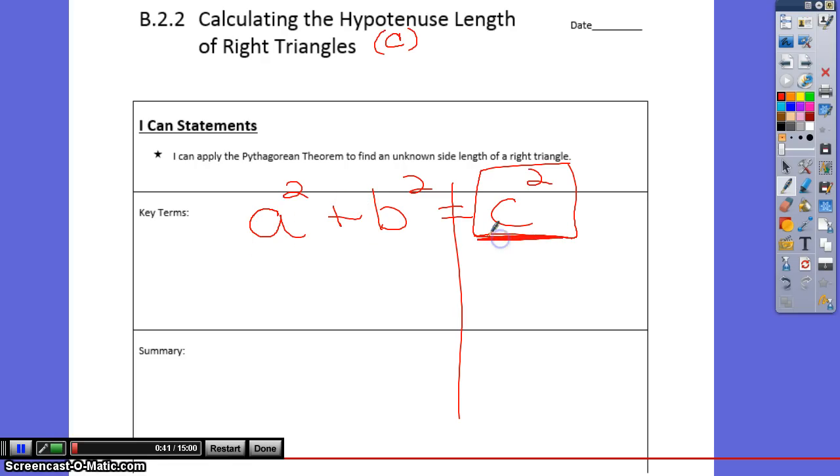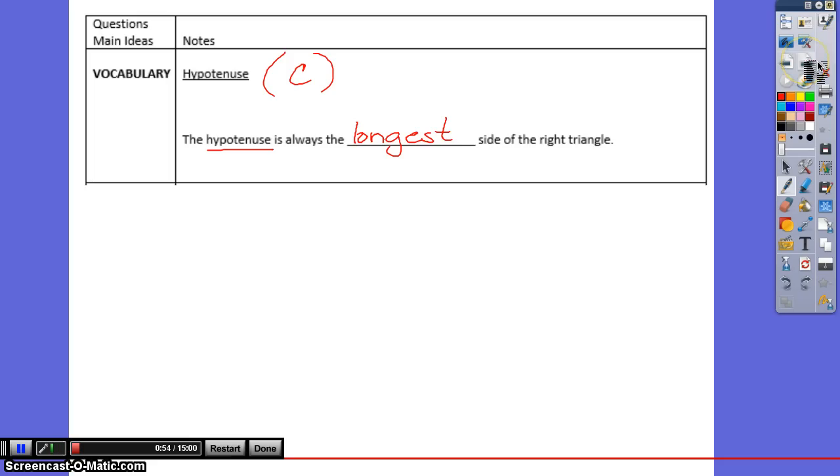Our answer for C is always the longest. So C is the hypotenuse, but it's not the shortest ones, like the legs. It is the longest side. So the hypotenuse, that is our C. The hypotenuse is always the longest side of the triangle. And since we're just solving for C today, when you're all done, if C isn't longer than your A and your B, back to the drawing board, you did something wrong.